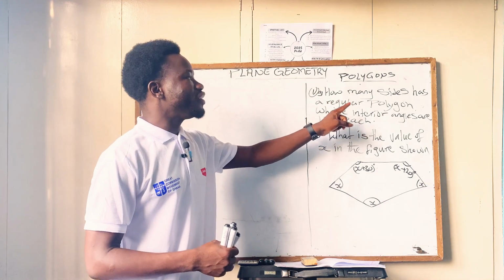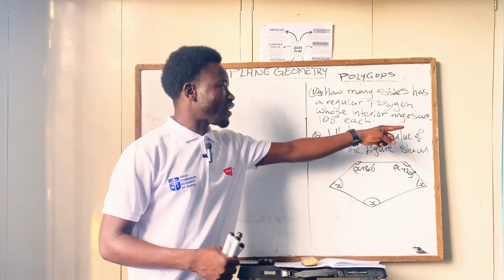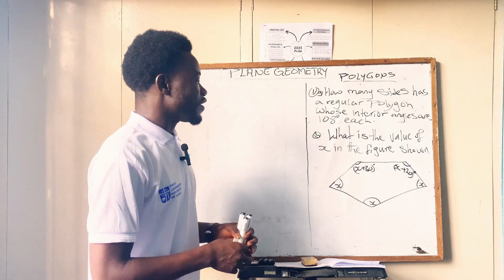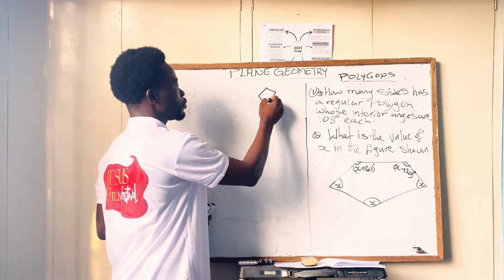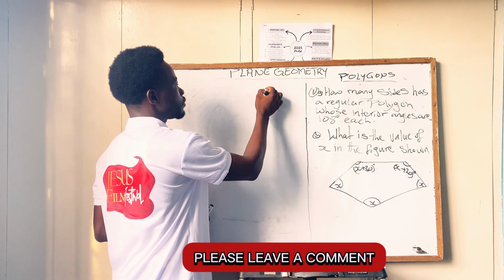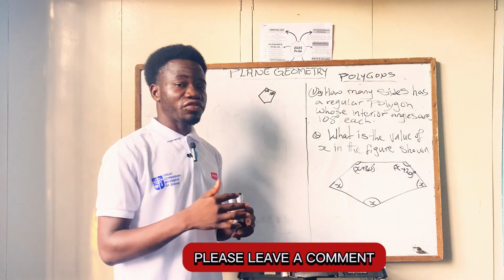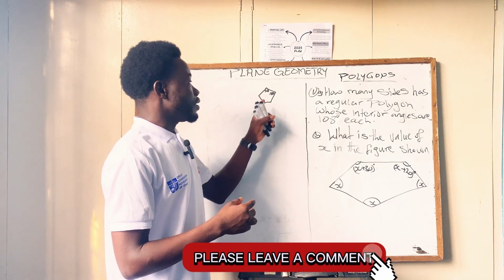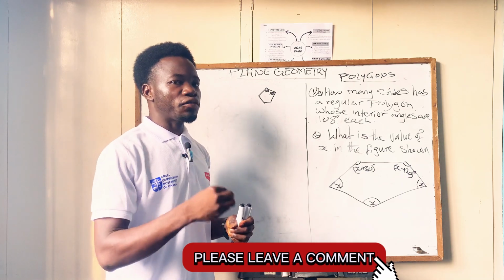It says that how many sides has a regular polygon whose interior angles are 108 degrees each? So it means that we have a particular regular polygon and each interior angle is 108. Each of them is 108, but we don't know the number of sides. So this figure is not a number of sides, but we are just postulating that if each interior angle is 108, how can we find the number of sides?